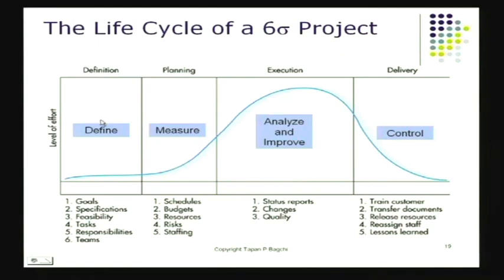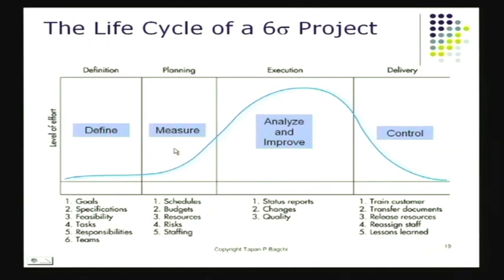I define the project, I measure the quality characteristics as they are, then I plan the analysis and improvement steps. My design of excellence will be going on there. Once that is complete, I get the optimum settings of the process. Those are controlled there. Down below, I list the various things that get into defining the project: the goals, the specs, the feasibility, the tasks, the responsibilities, and the teams. All this is to be done right here as you're kicking off the project.